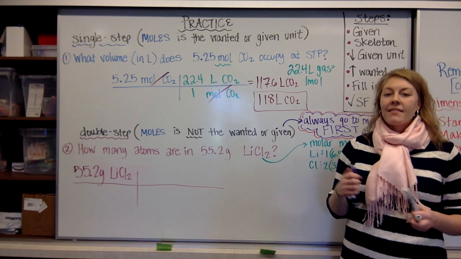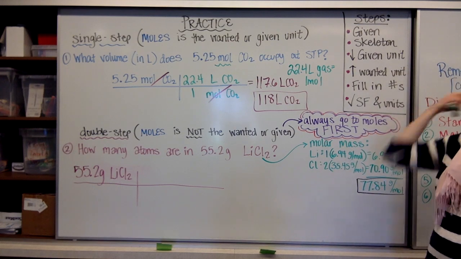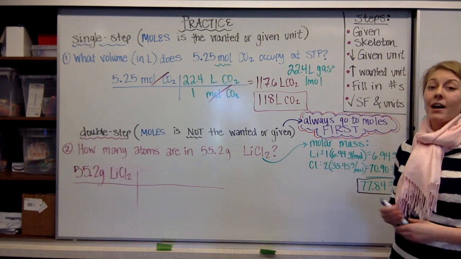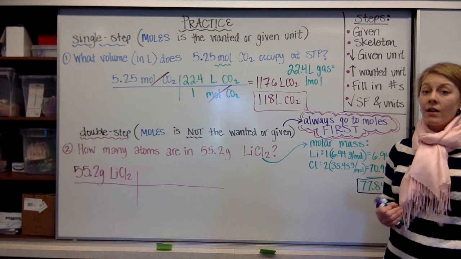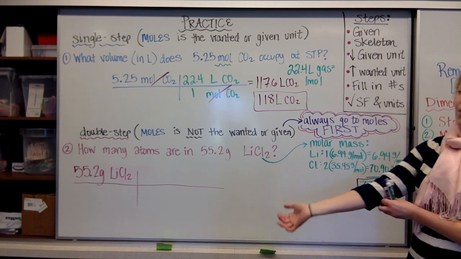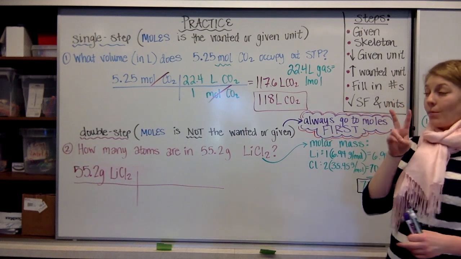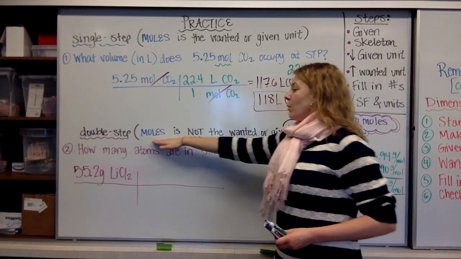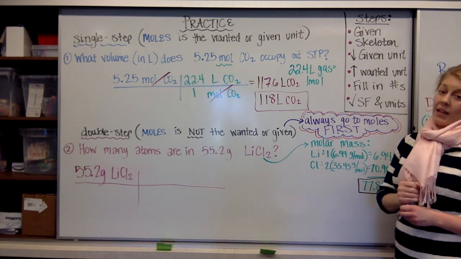Now, the last example that I have here. What if moles is not part of the problem? What if it's not a given and it's not the wanted unit? All right? Now we're going to have to do a 2-step problem. Okay? So double step, moles is not the wanted or the given.